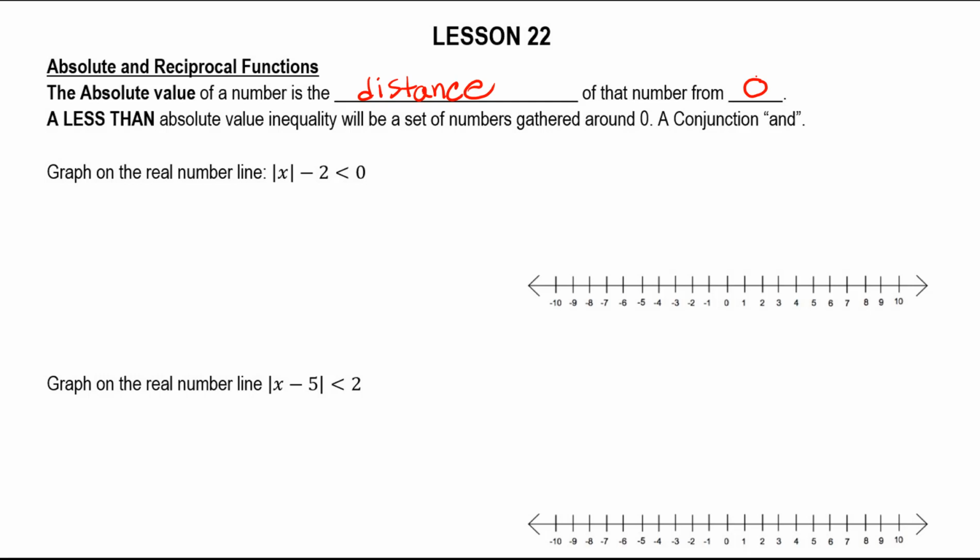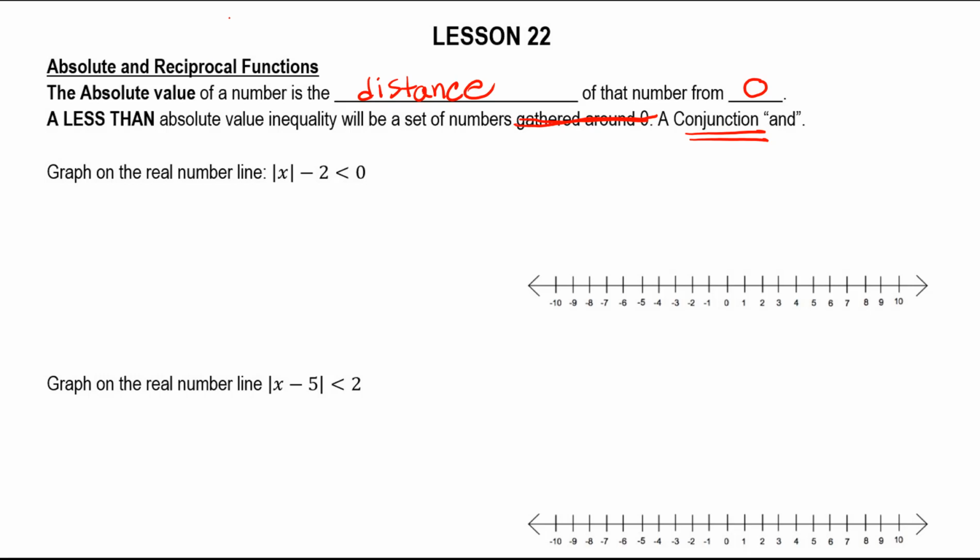A less than absolute value inequality will be a set of numbers that are gathered, well, they're not really gathered around 0. They can be, but what they are, it's a conjunction. So it's a situation where x is this and that. So you have a little group of numbers that are together, and they're not always gathered around 0. I shouldn't have put that, so just kind of scratch that out. But it's a conjunction. I'll show you what I mean by that.